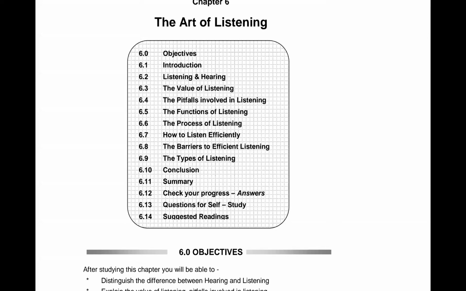We examine the value of listening, the pitfalls that are involved in listening, and we end with the functions of listening. In the next conversation, we'll proceed from the process of listening and how to listen efficiently. We'll look at the barriers to efficient listening, the types of listening, and then we'll end the unit together. So let us now just zero in.